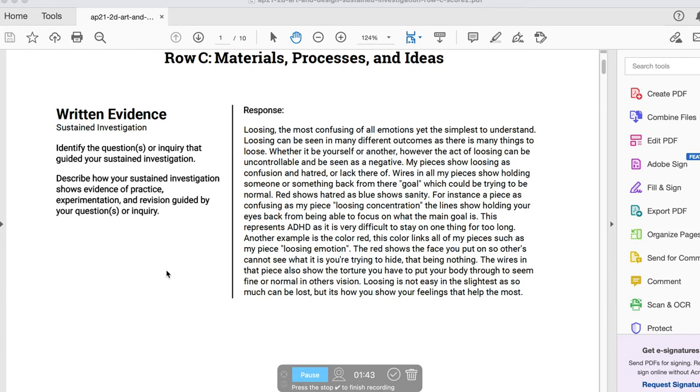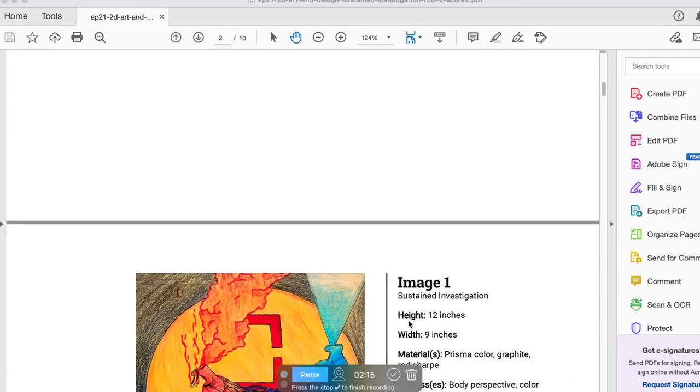Another example is the color red. This color links all of my pieces, such as my piece losing emotion. The red shows the face that you put on so others cannot see what it is you're trying to hide, that being nothing. The wires in that piece also show the torture you have to put your body through to seem fine or normal in others' vision. Losing is not easy in the slightest, as so much can be lost, but it's how you show your feelings that help the most.